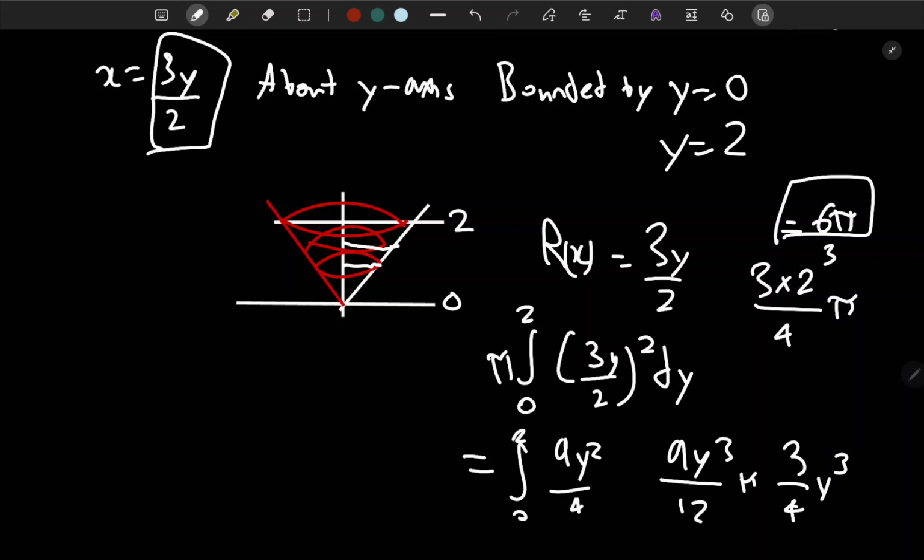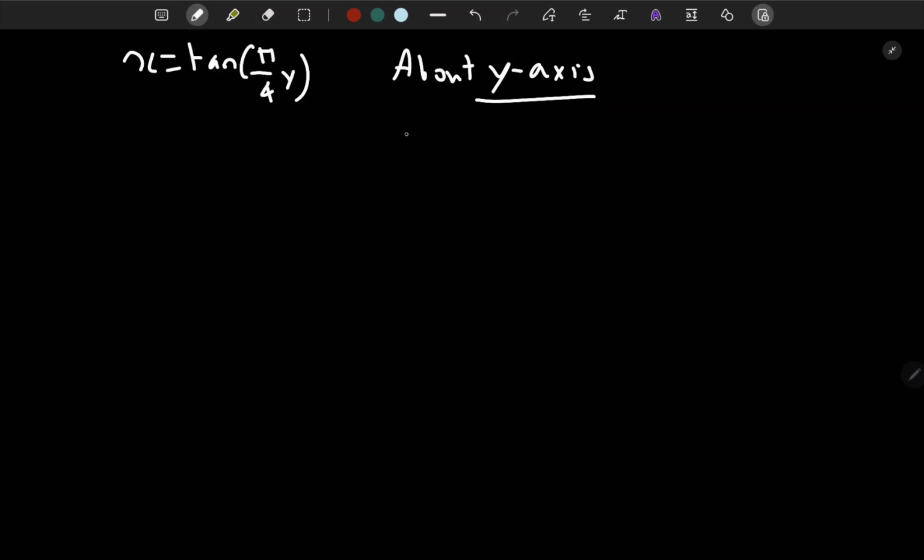Now let's move on to where we have trigonometric functions. So in our next example, we have the equation x is equal to tan of pi over 4 y, and we are rotating about the y-axis, so this is very important, and we are bounded by y is equal to 0 and y is equal to 1.